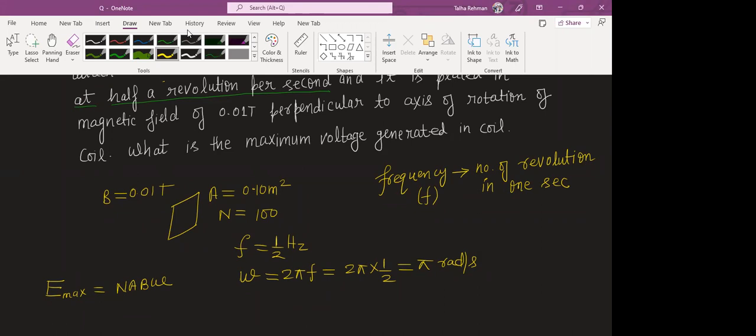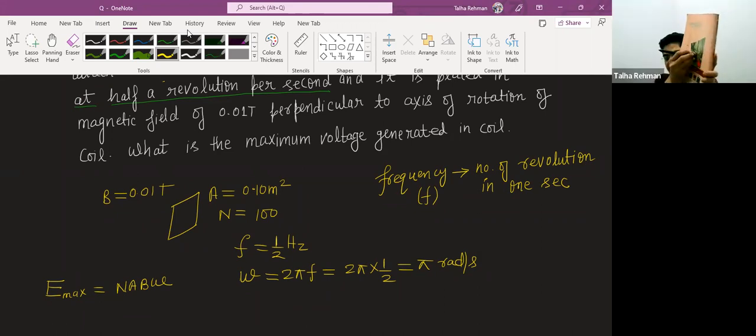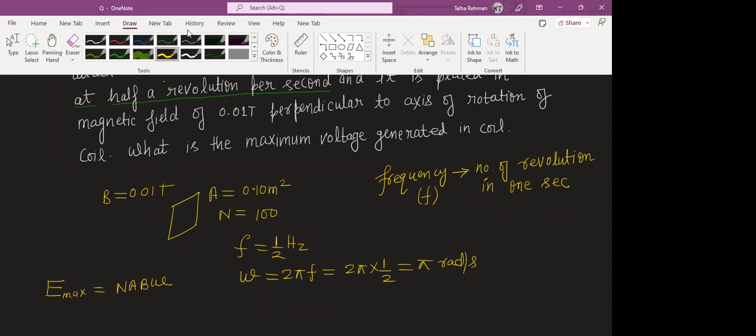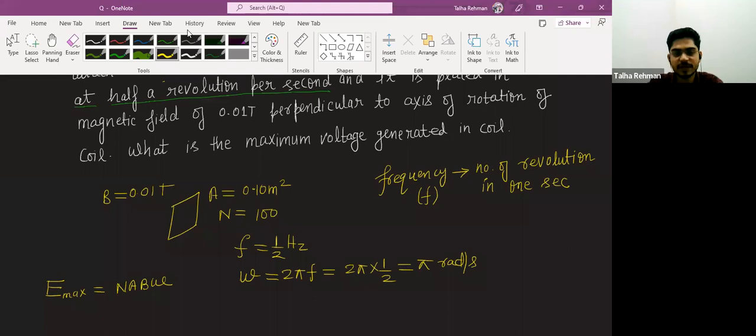What will happen when this coil rotates? The area vector changes, theta changes, the magnetic flux changes. There will be a change in the induced EMF also. There will be an induced EMF.